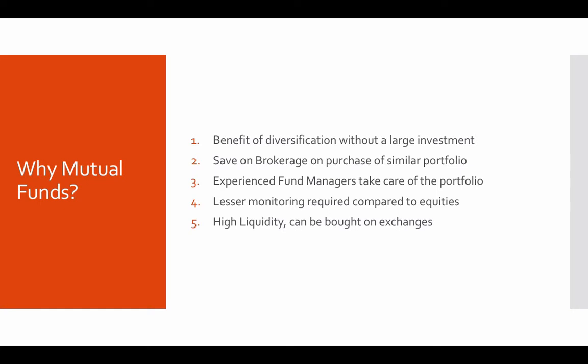Next is save on brokerage on purchase of similar portfolio. So if you were to mirror a mutual fund and allocate your funds in the same number of securities that a mutual fund is going to invest in, you would stand to lose on brokerage. And the reason mutual funds can get this done is because they obtain discounts because of large volumes in transactions in terms of brokerage. So that's why you get the benefit of economies of scale.